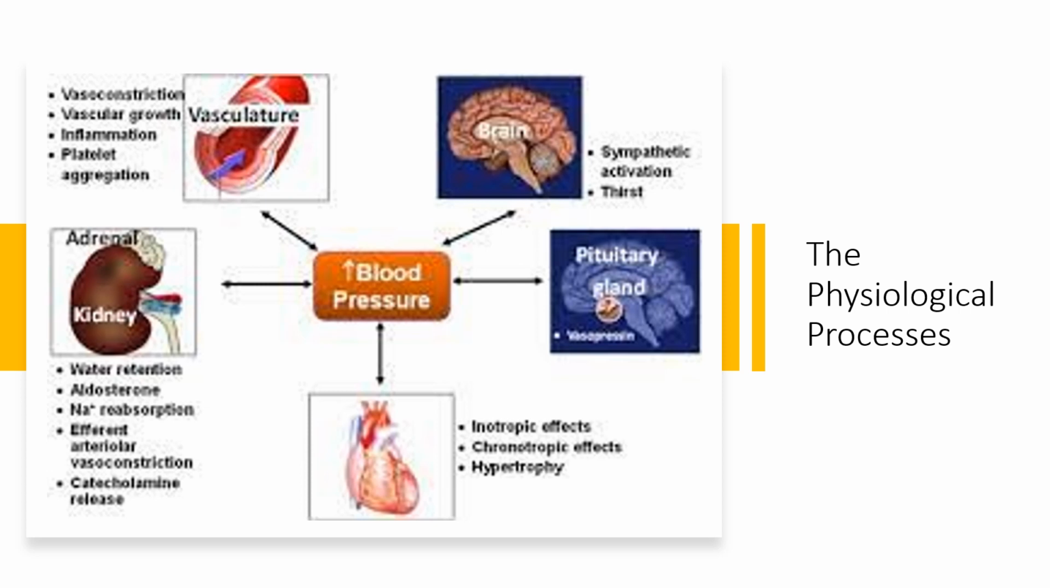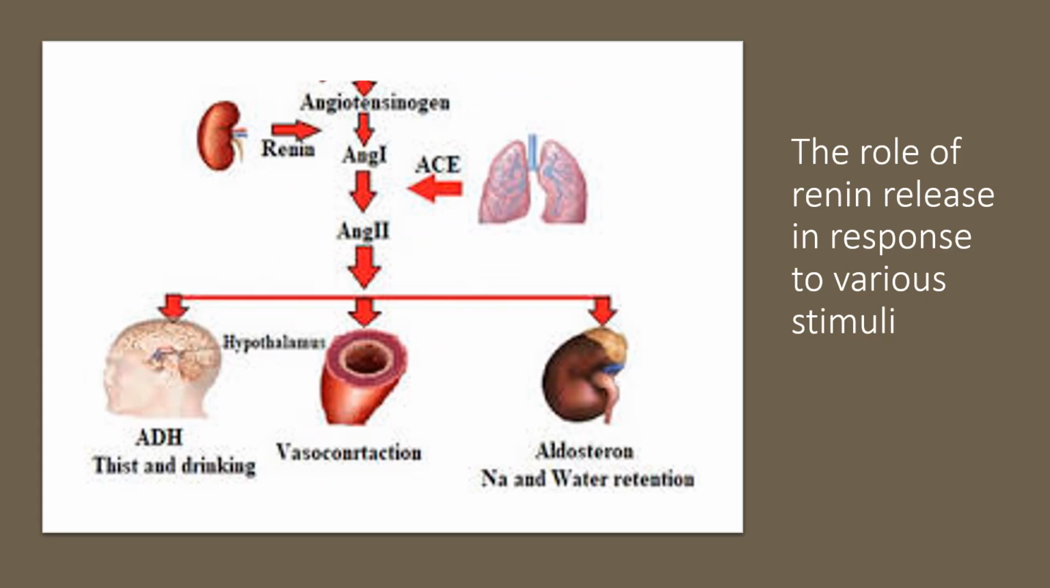Just a quick recap. Furthermore, other hormones such as adrenaline also play a role in regulating blood pressure. Adrenaline increases heart rate and contractility, leading to an increase in cardiac output. It also promotes vasoconstriction in certain blood vessels, raising peripheral resistance. Now let's discuss the role of renin release in response to various stimuli.